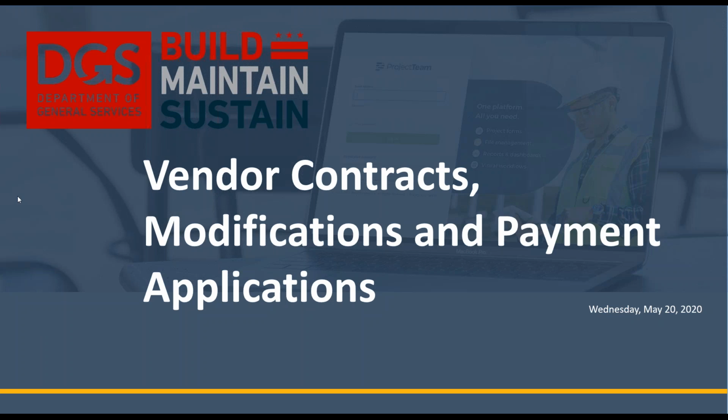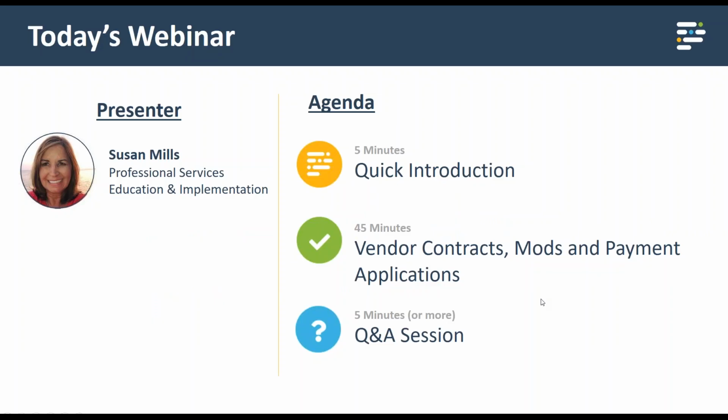Wonderful. Okay, again, today we're going to cover contracts, modifications, and payment applications. I'm Susan Mills, and I work in the Professional Services Department for Project Team in Education and Implementation. And as I said, today I'm going to show you how to find your contract, review your modifications, create a potential change order, create a contingency draw request, review basic change directives, and also submit a payment application.